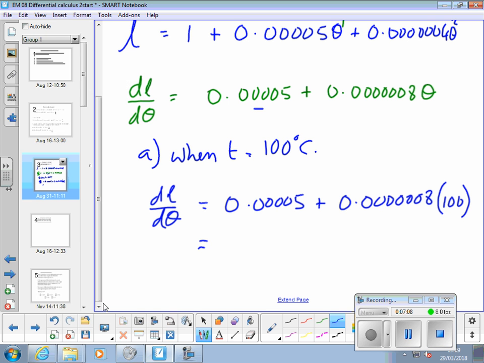The answer to that is 1.3 times 10 to the minus 4. And that's meters per degree C. How can we convert that to millimeters? Multiply by 1,000. 0.13 millimeters, that is.